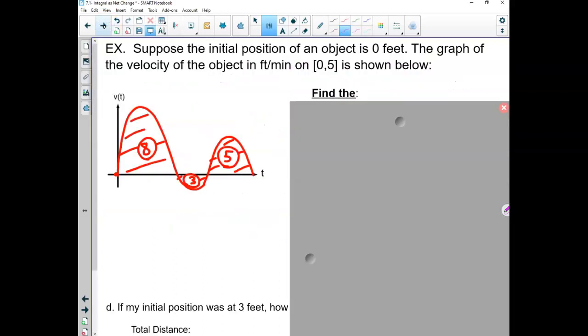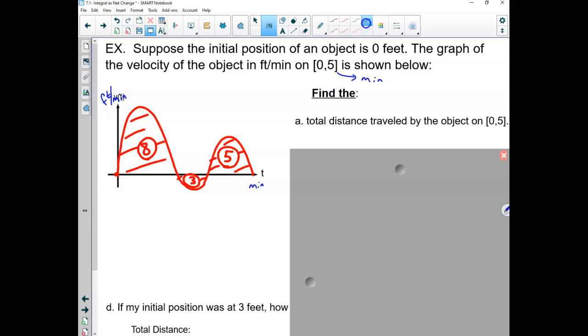And let's just take a look at a couple things. You know, we looked at this before. Well, suppose the initial position of an object is 0 feet, okay? The graph of the velocity of the object in feet per minute, so here's my feet per minute, on 0 to 5, so these must be minutes here. So 0 to 5 minutes is shown below. And as I'm looking at this thing, if I want to know the total distance traveled from A to B, that's going to tell me how far it moved, the total distance it moved, including forward and back, okay?